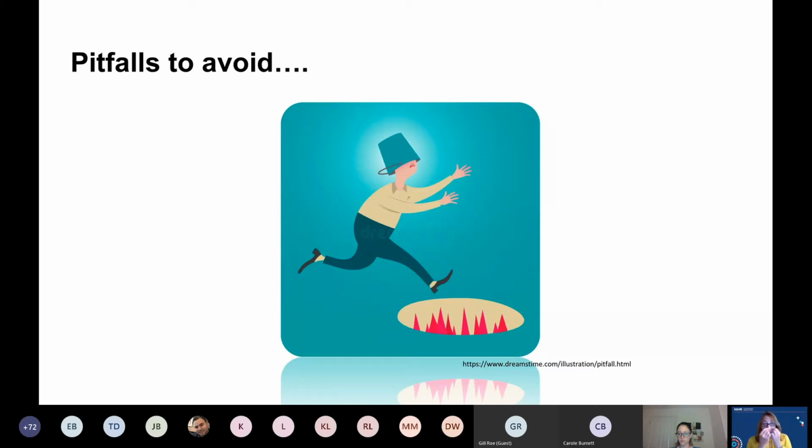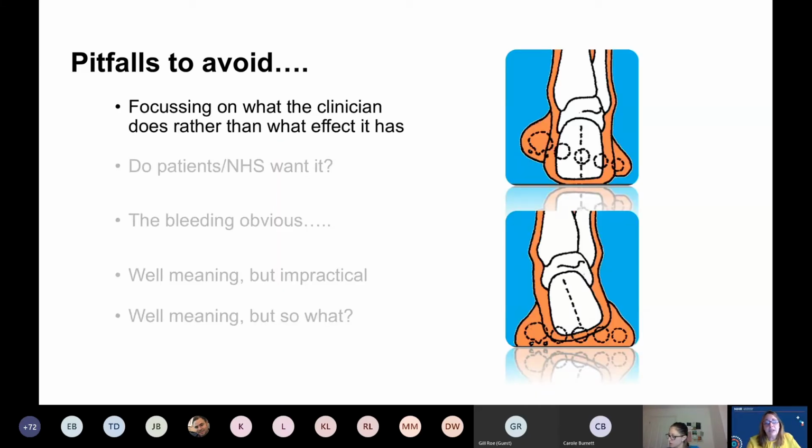Vaccine for COVID kind of comes to mind. I'm hoping that's not quite the case. So a couple of examples. One of the things that's really easy for clinicians to do is to focus on what clinicians do rather than what effect it has.